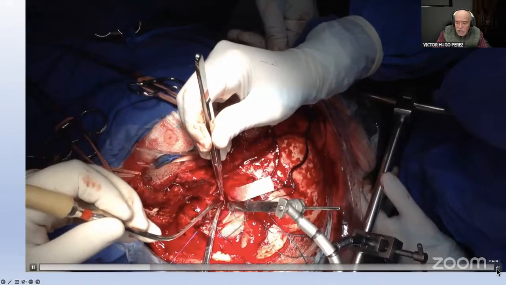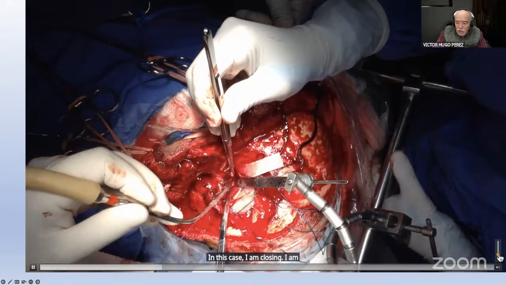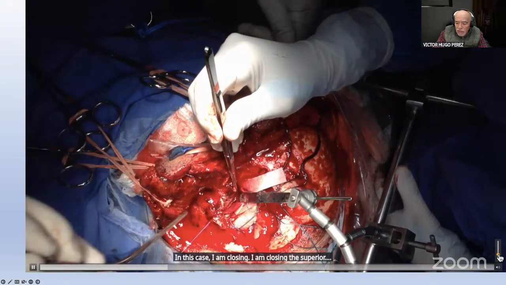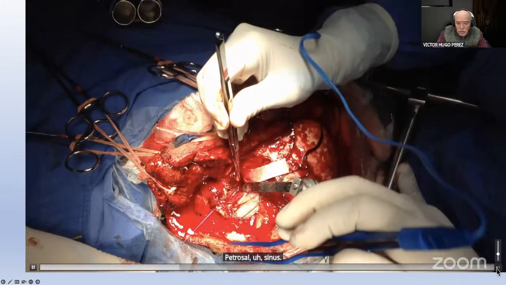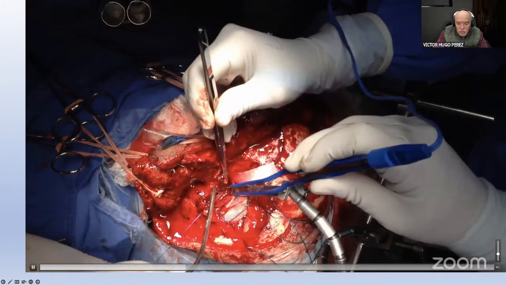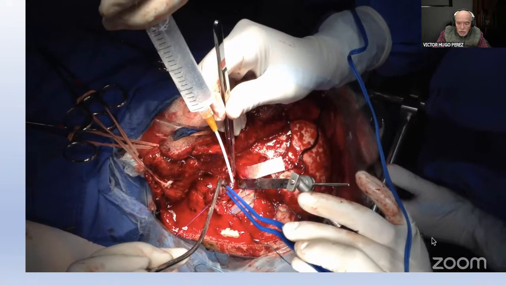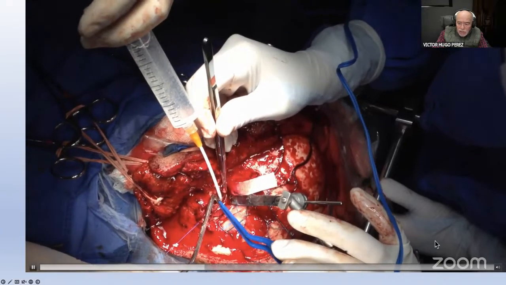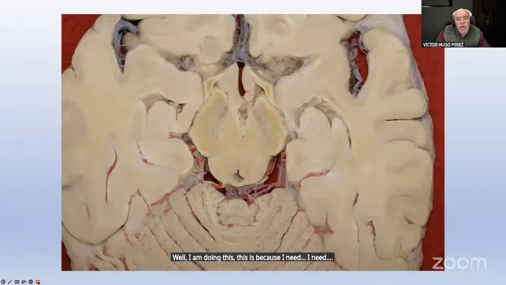In this case, I am closing the superior petrosal sinus. Why am I doing this? This is because I need a better view to resect the petrosal tumors.